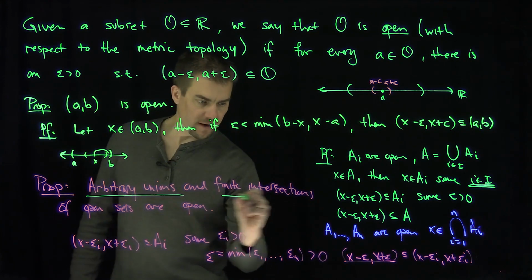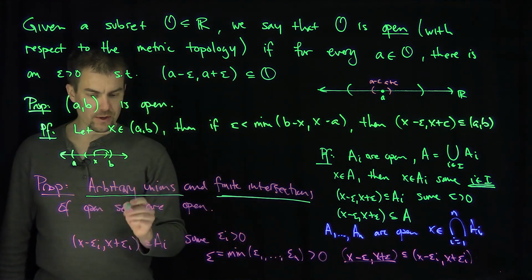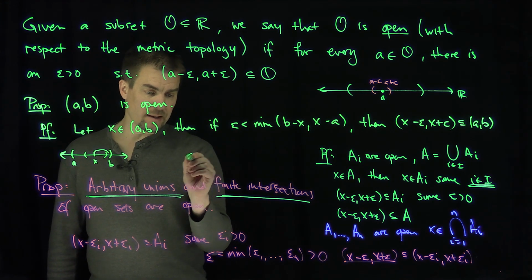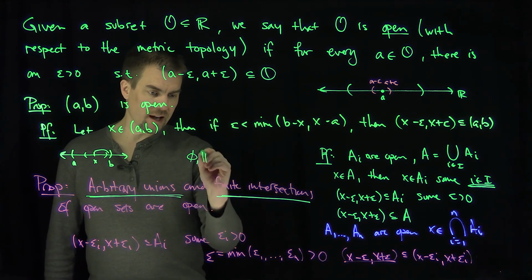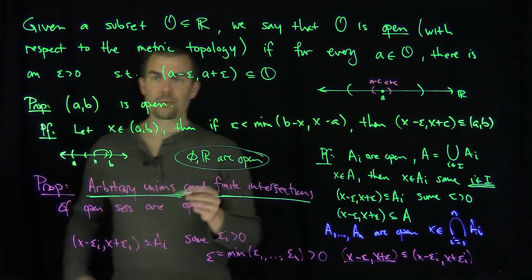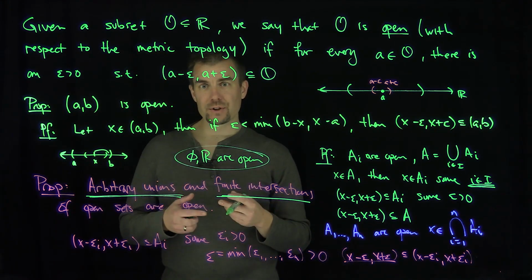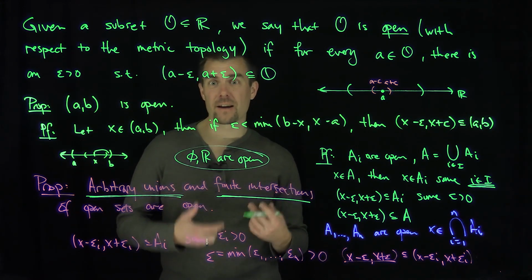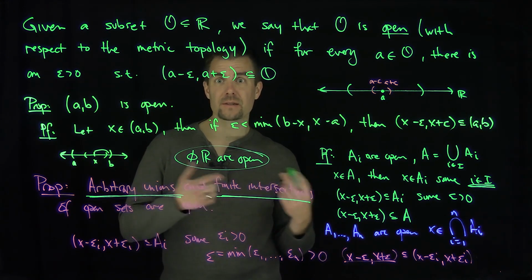And interestingly enough, if I have this condition over here, finite intersections of open sets are open, arbitrary unions, together with one final condition, namely that the empty set and the whole set are open, this tells us that with these three statements the metric topology is actually what's known as a topology. Those are the conditions that open sets have to satisfy for a collection of subsets of R to be a topology.